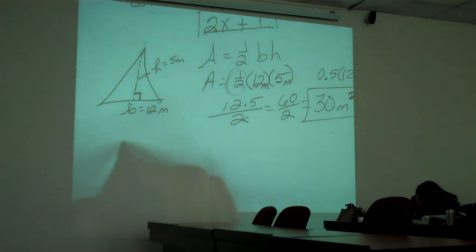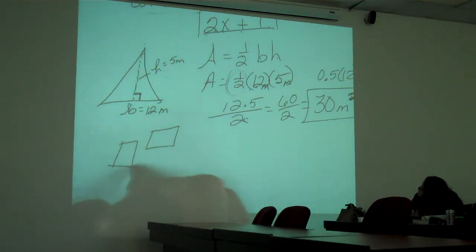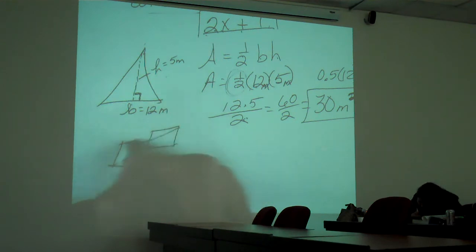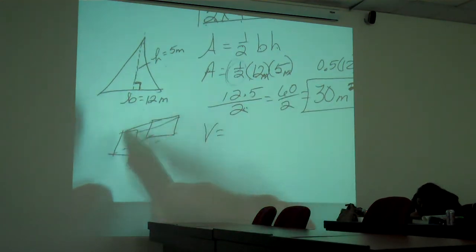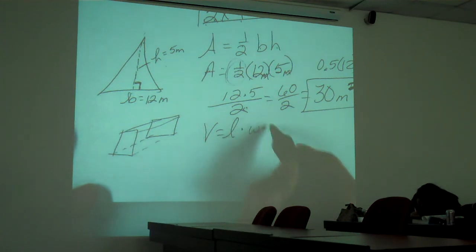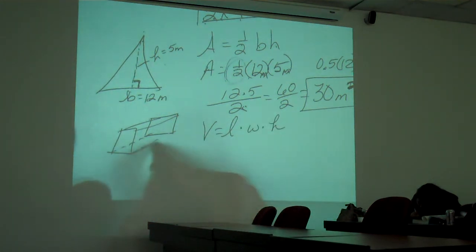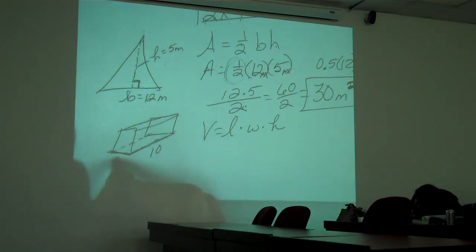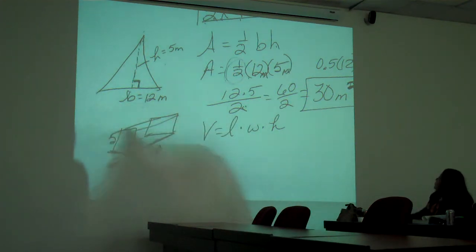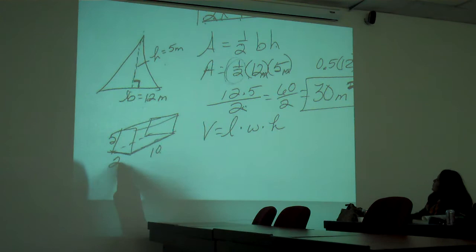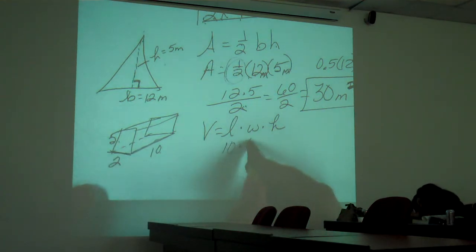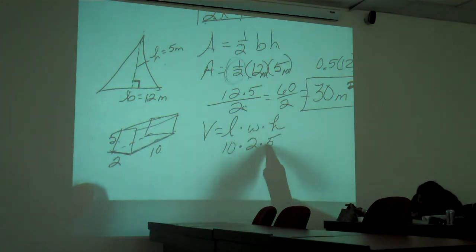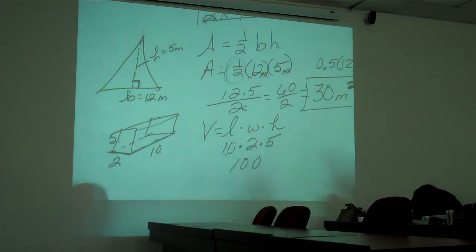Volume, if you had like a box and you were figuring the volume of the box. The volume of a box is length times width times height. If the length of the box was 10, the width was 2, and the height was 5, you would have 10 times 2 times 5. Does it really matter which order you multiply these in? No, not really. You could do 10 times 10, or you could do 10 times 2 is 20 times 5. You're still going to get 100, right?